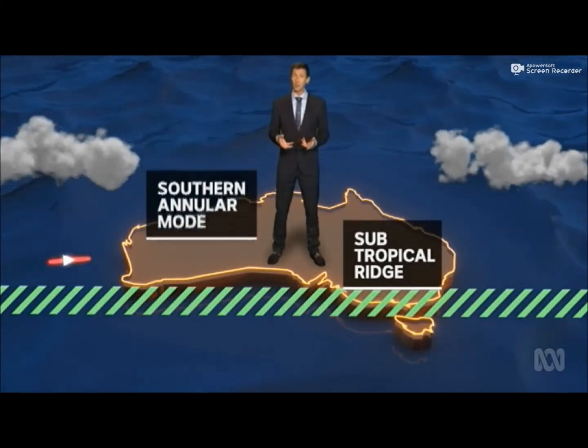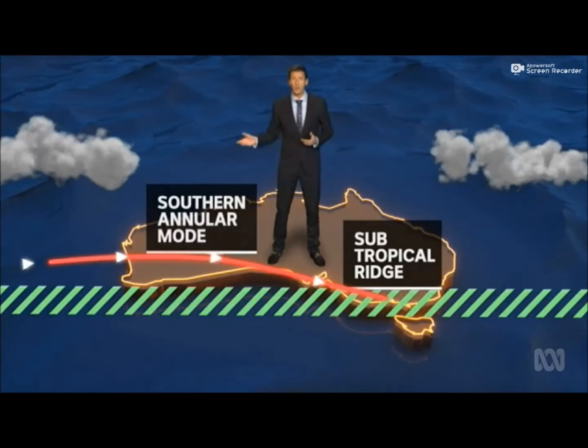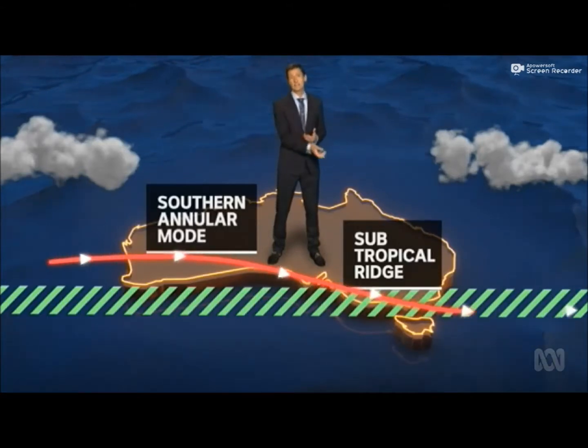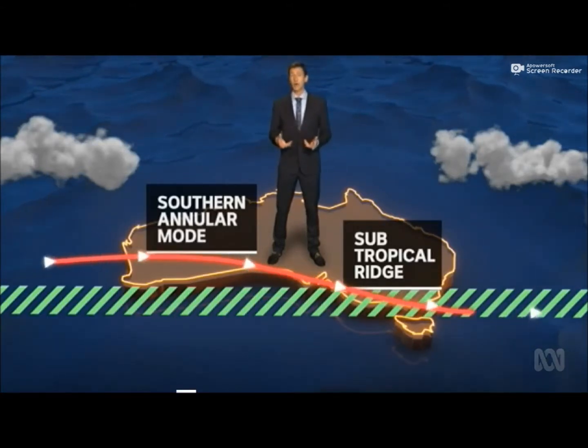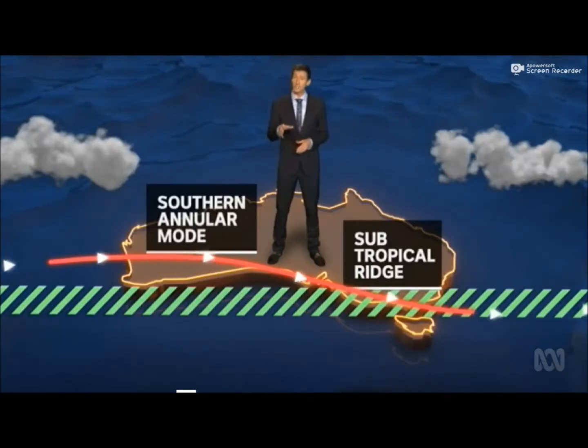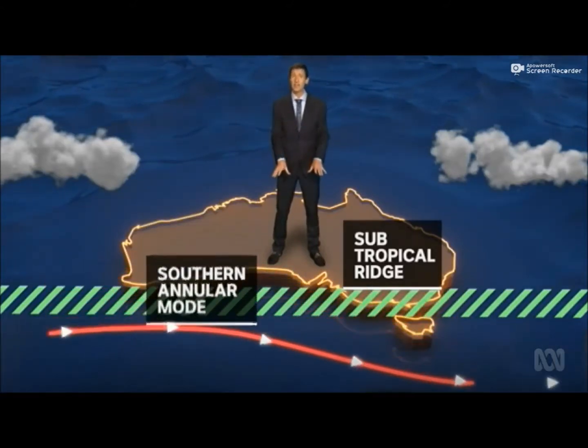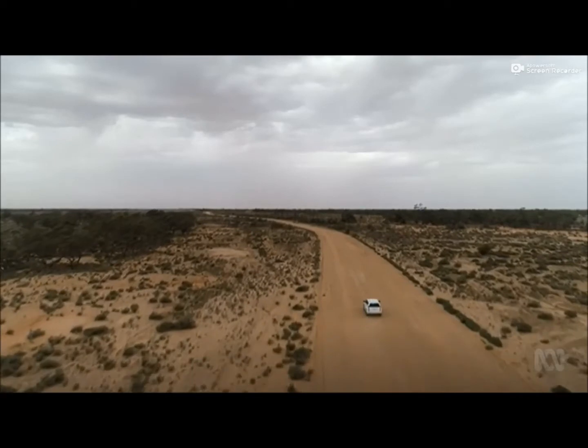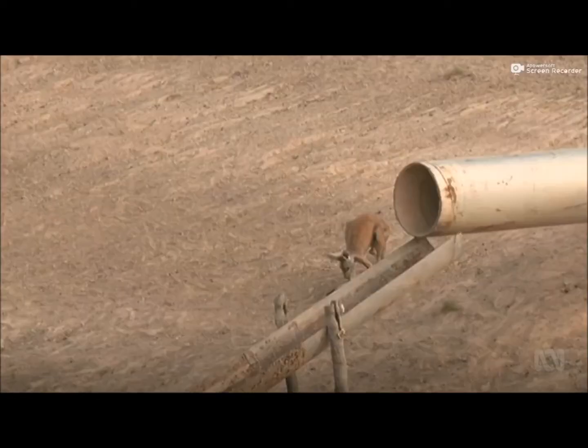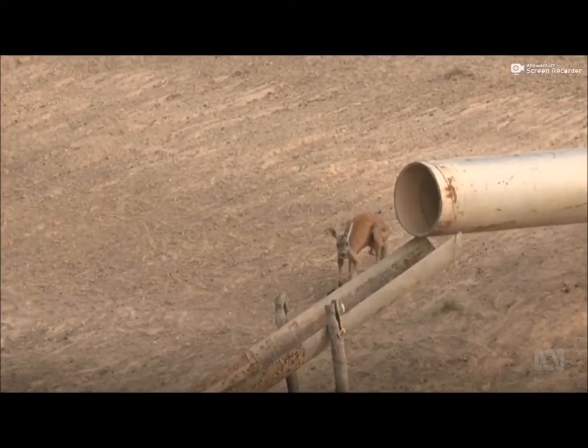The southern annular mode is a belt of westerly winds that drive rain and storm systems from west to east. In a positive phase of the southern annular mode, the strong winds contract much closer to Antarctica. That means less rain is hitting the continent from that system too. And that's been the case over the last 2 years.